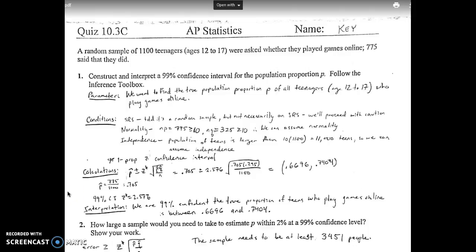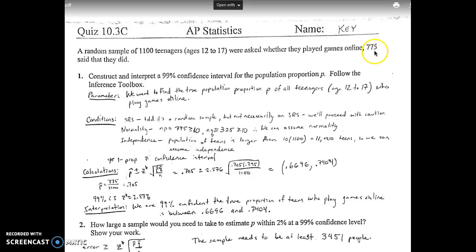Okay, we're looking at the 10.3C practice quiz today. The problem says a random sample of 1,100 teenagers ages 12 to 17 were asked whether they played games online, and 775 said that they did. So from this initial information, we can get our sample size n, and we can get p and q.